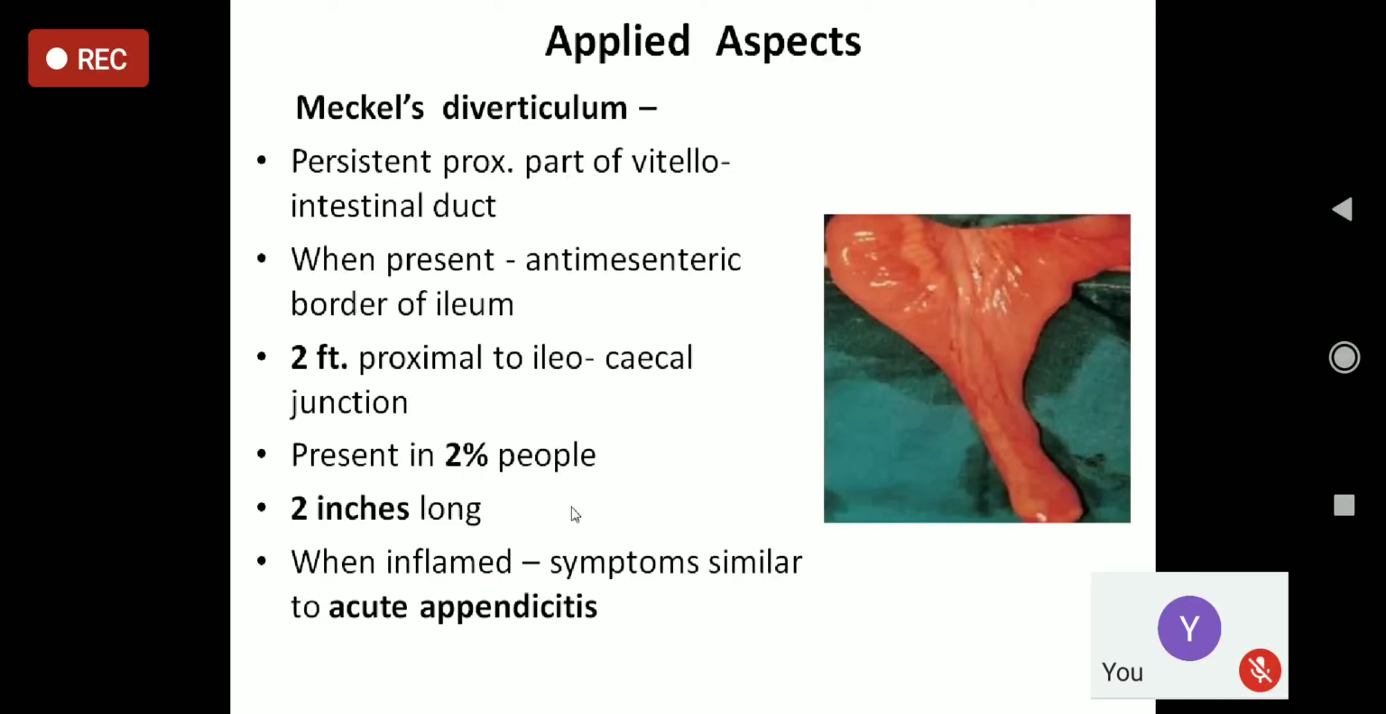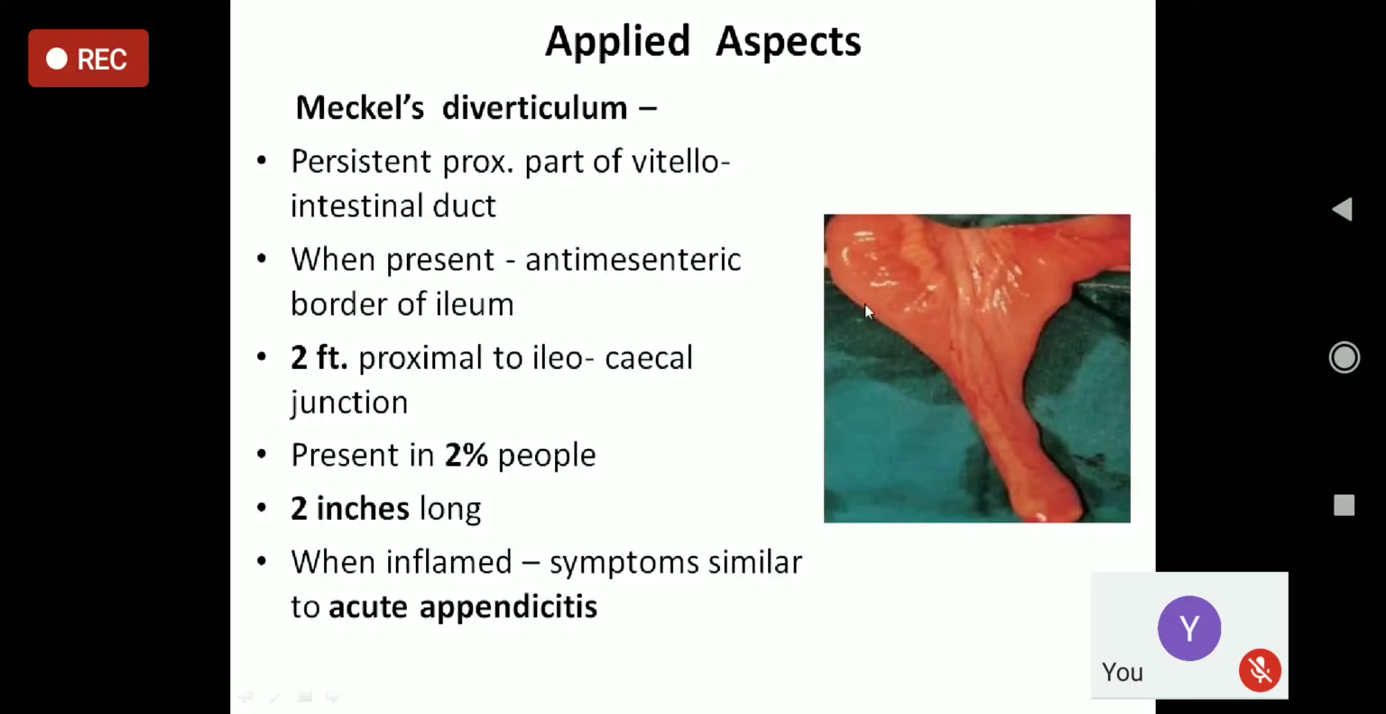Now, coming to the different important applied aspects of the small intestine. One of the important applied aspects is the mucus diverticulum. It is a congenital defect, or you can say a developmental defect. It is present due to the persistence of the proximal part of the vitello-intestinal duct. This again you read in the development of the gastrointestinal tract, but I would like to mention it here as an important applied aspect.